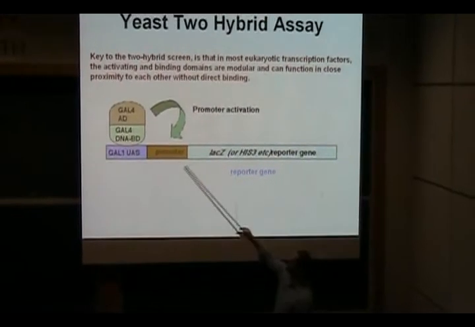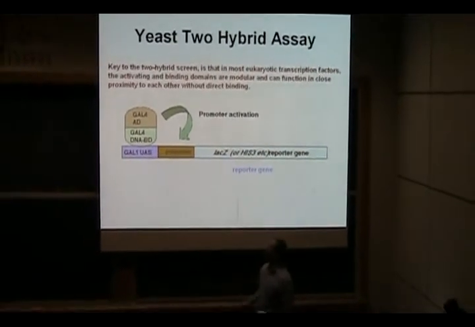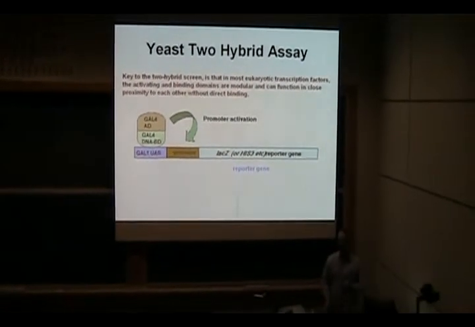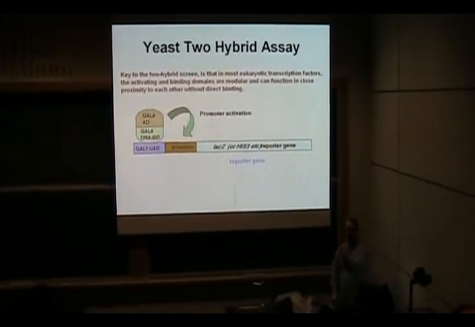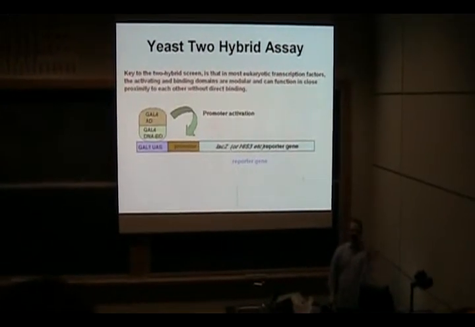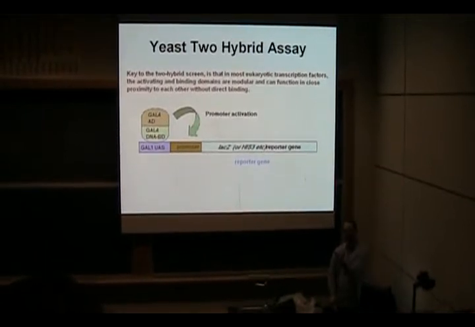And then you would have genes encoded for the proteins of interest. So you'd have a gene that encoded for your one protein fused to the binding domain, and another protein fused to the activation domain.